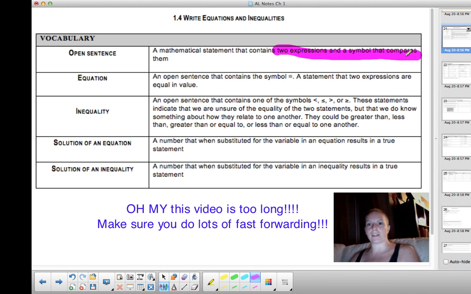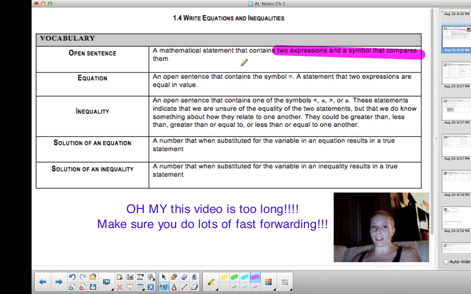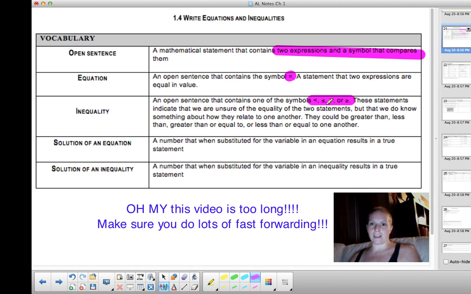symbol that compares them. I think that word compares is pretty important there. So when we talk about an open sentence, we could be talking about an equation where that symbol, that comparison, is saying that they are equal, that they are the same. That open sentence could in fact contain one of the inequality symbols, less than or equal to, greater than, or greater than or equal to.